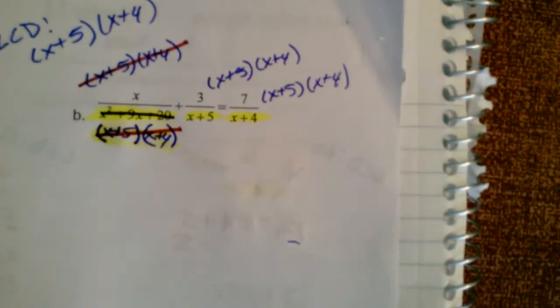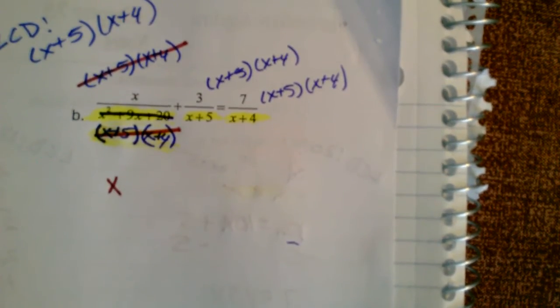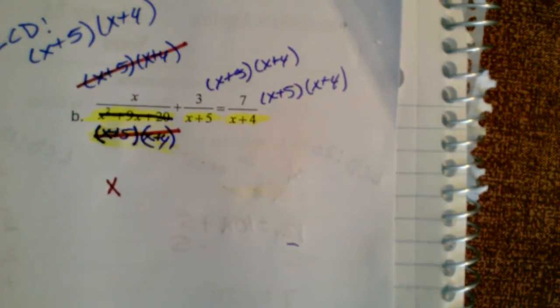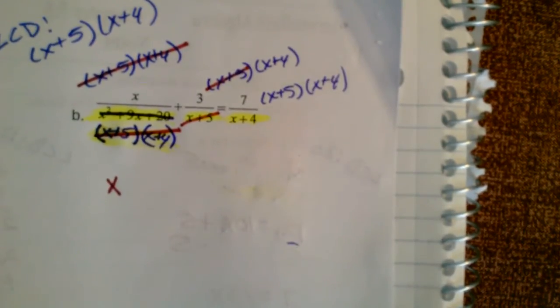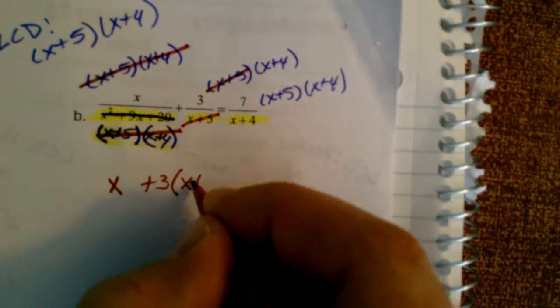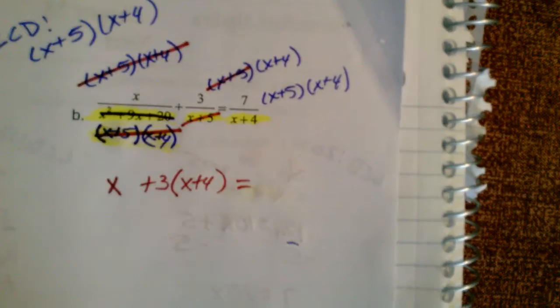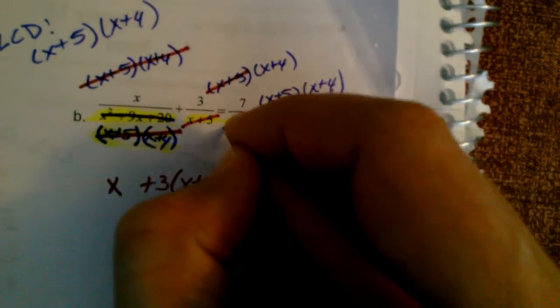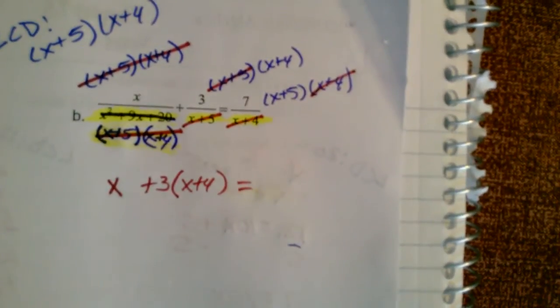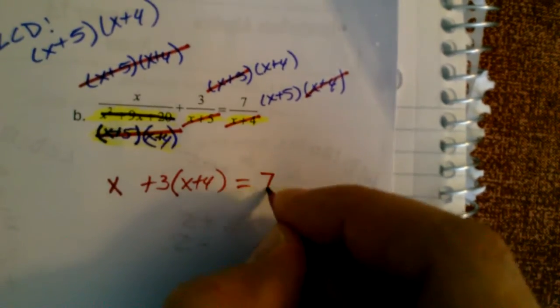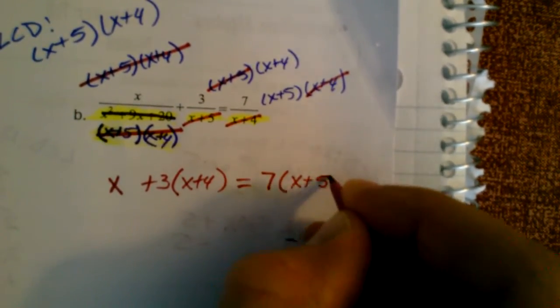So this x plus 5 and x plus 4 crosses this guy up. And all I'm left with is x. Look at that. Magic. This x plus 5 crosses this x plus 5 out. And I'm left with plus 3 and then times x plus 4. So 3 times that. And now I've got this x plus 4 crossing that guy out. And that leaves me with 7 and x plus 5.